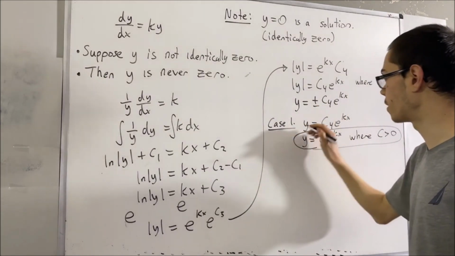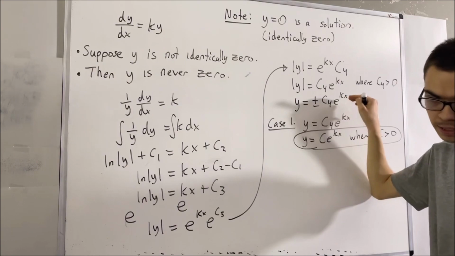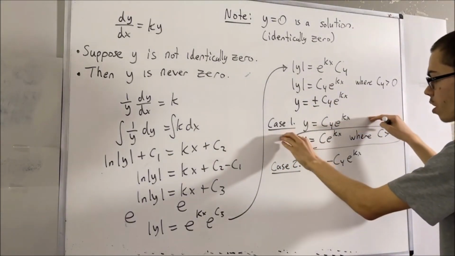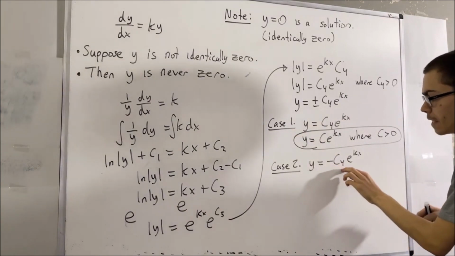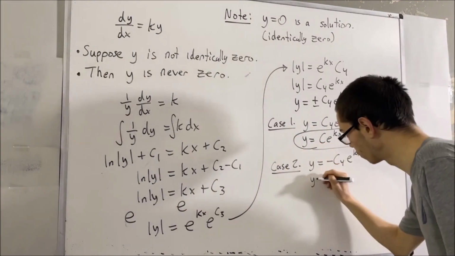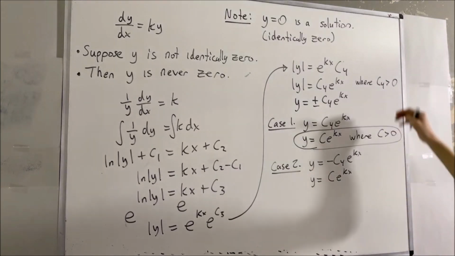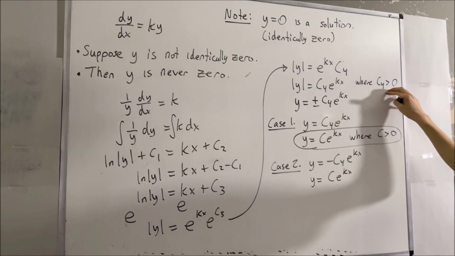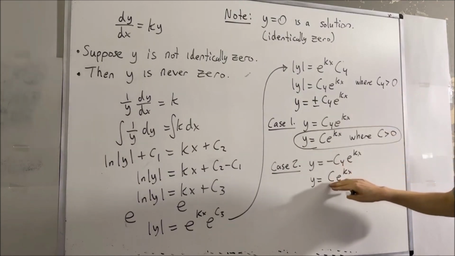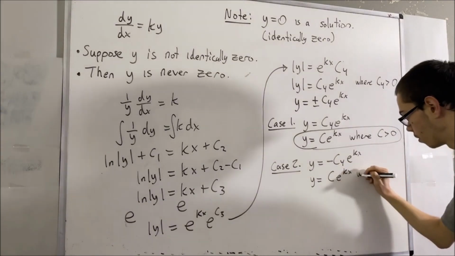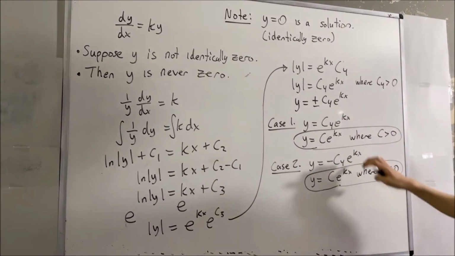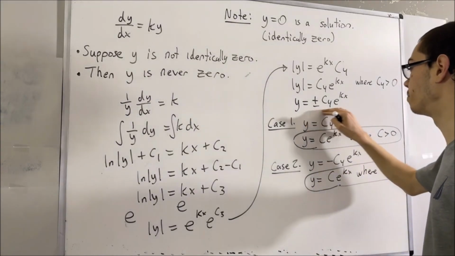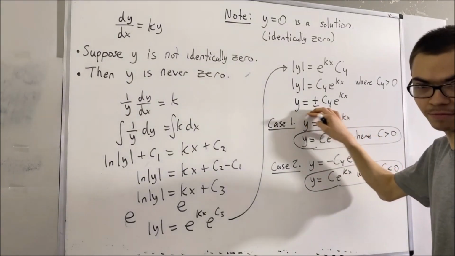Now case 2 is if we instead had the negative of this. Similar to case 1, I'm going to rename negative c4 to a constant c. Since c4 is greater than 0, negative c4 is less than 0. So in other words, negative c4 is equal to c, so c is less than 0. And these two cases cover all possibilities of what y could be as a function of x.